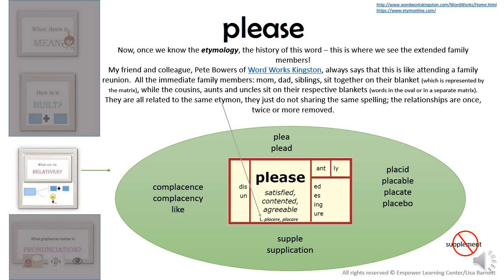But you really need to be careful because a word like supplement looks a lot like supple and supplication, but it is not related etymologically, so it would not go in this oval. You need to look at the histories to see their connections, but when you look at these words, you know they all have something to do with being satisfied, contented, or agreeable.